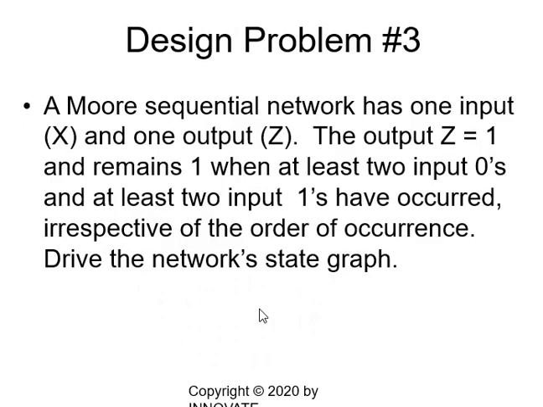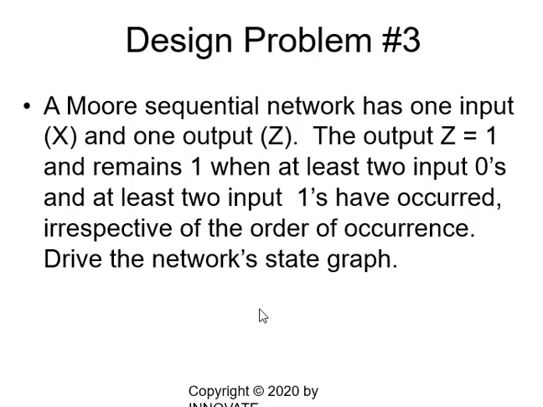In design problem number 3, a sequential network has one input X and one output Z. The output Z is 1 and remains 1 when at least 2 input zeros and at least 2 input 1s have occurred. When we say at least, it may have multiple zeros and multiple 1s occurred. But once you have at least 2 zeros and 2 1s, Z will be 1 and will remain 1 regardless.